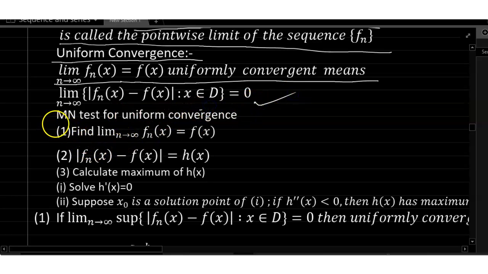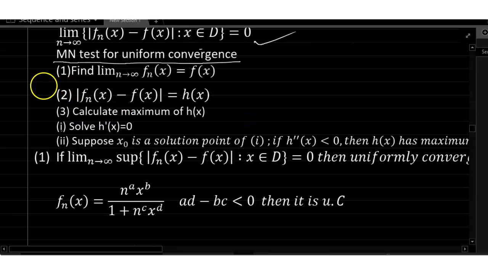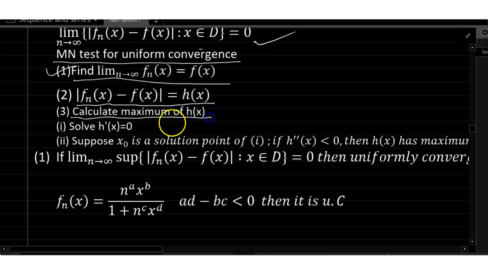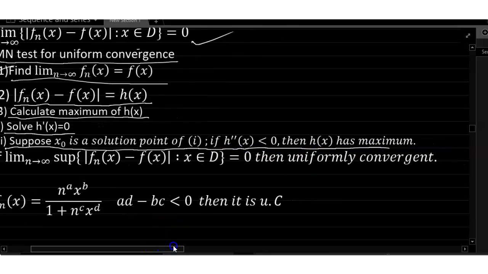So how can we get uniform convergence? There is the M_n test. Find limit n tends to infinity of f_n(x) equals f(x). After that, take |f_n(x) minus f(x)| equal to h(x), calculate the maximum of h(x), and solve h dash x equal to 0. Suppose x0 is the solution point, and if h double dash x0 is less than 0, then it is a maximum.